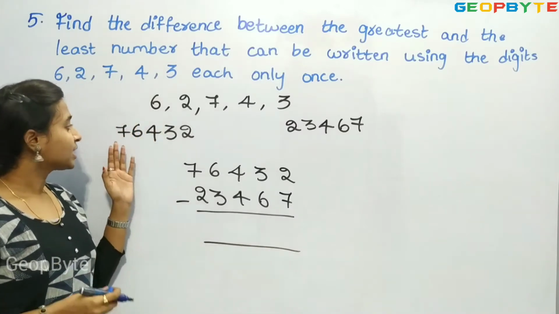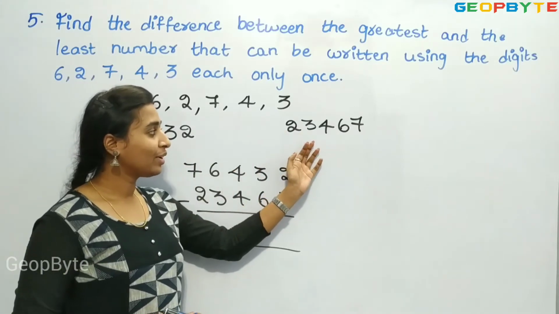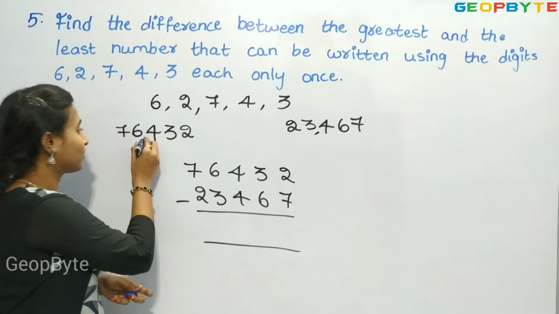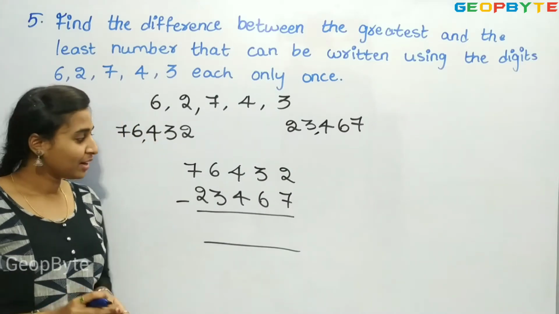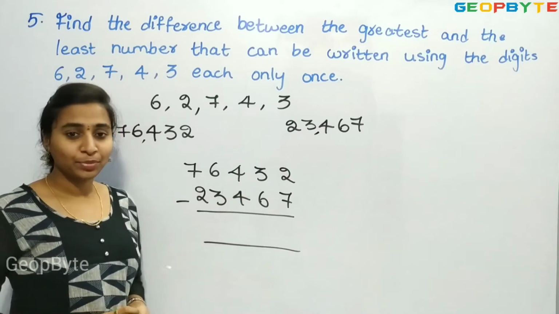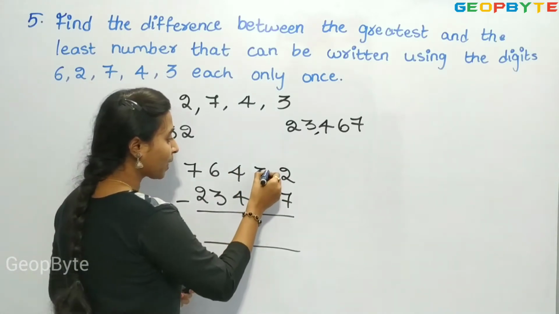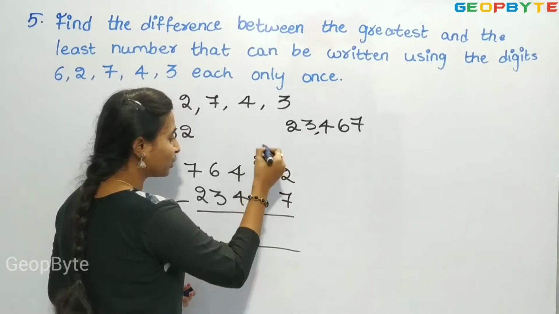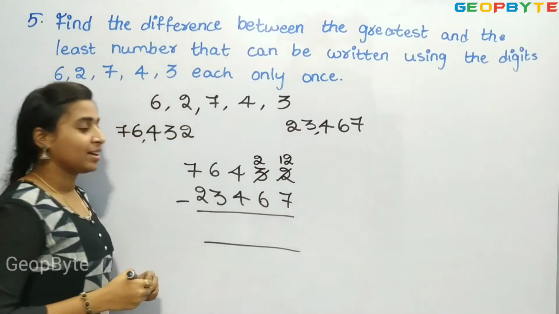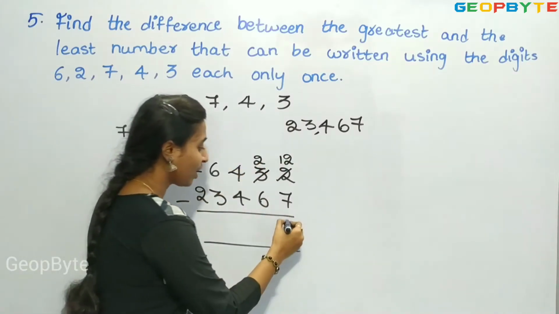So this is 76,432 and 23,467. Now it will be clear. Now let us subtract. See, 2 minus 7. We cannot subtract 7 from 2. So let us borrow. 3 becomes 2 and this 2 becomes 12. Now 12 minus 7 is nothing but 5.